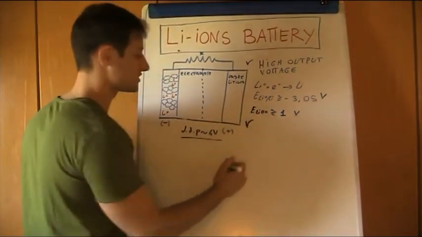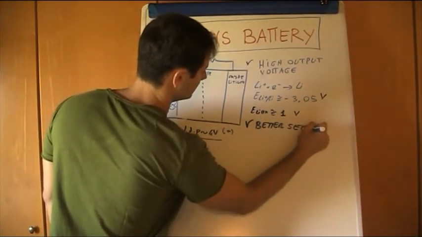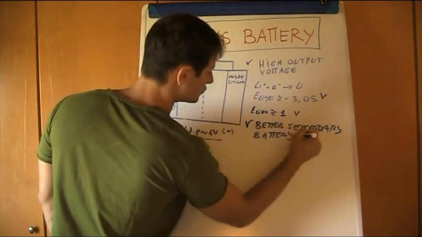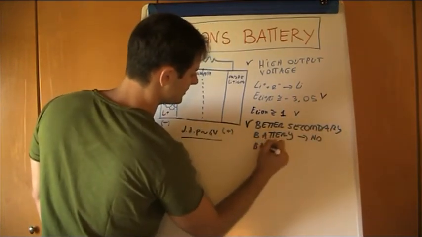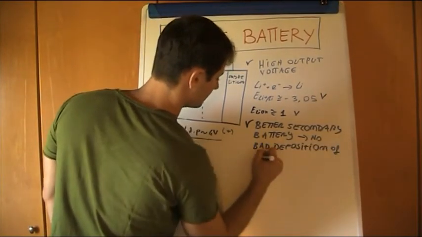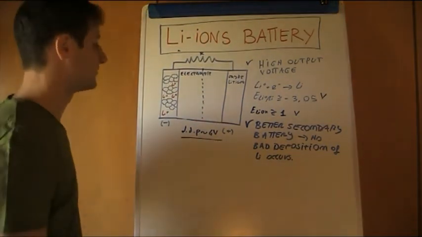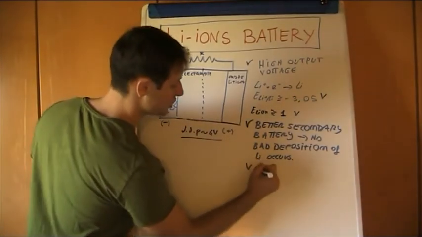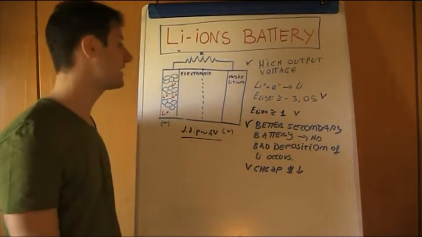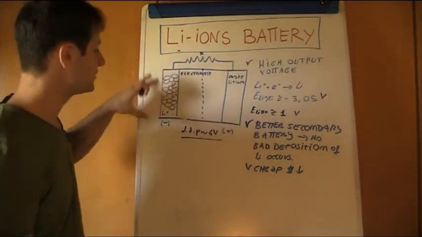One advantage is the rechargeability, so better secondary batteries are created due to the use of graphite, because no bad deposition of lithium occurs. And another advantage connected to graphite is that this is a cheap material. And so we are increasing the economical efficiency of these types of devices. So this is all for what concerns this electrode.